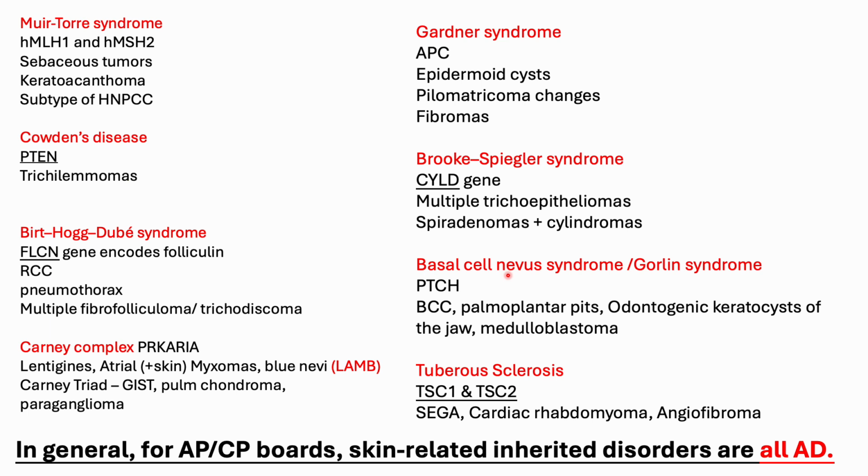And in summary, those are the most high yield. If you are in your exam, you see they're asking you some syndromes you are not completely familiar with, I would guess you should choose autosomal dominant, because in your general AP and CP board, all the skin-related inherited disorders, they are all autosomal dominant. There are definitely a few autosomal recessive and X-linked recessive, but again, for your AP-CP, they are all AD. I think that's enough.